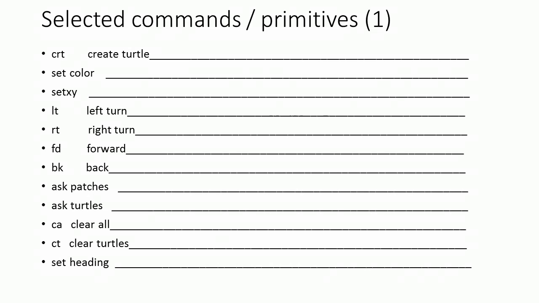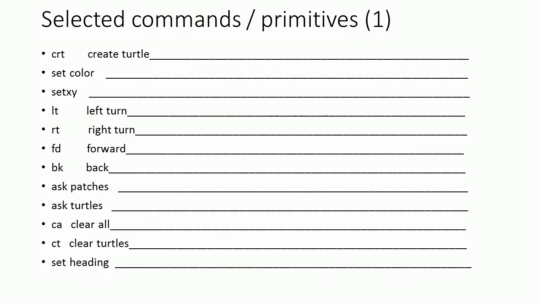So if you created a turtle and you wanted to set its color, in the square braces that follow the CRT command, you'd say set color red, set XY, and you'd specify 2 operands, which would be the X and Y coordinates.